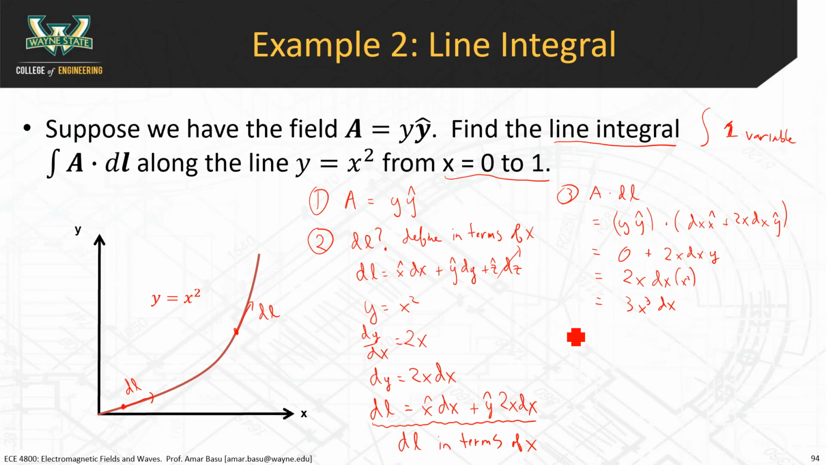So the next step is, what are the limits of integration? So we're going to be integrating from x equals 0 to 1. Right? And the last step is just to do the integration. So the integral of A dot dl is equal to the integral from x equals 0 to 1 of 3x cubed dx.